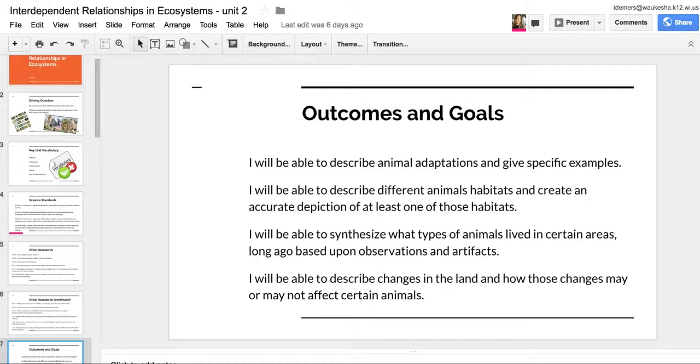Some of the outcomes and goals for the whole unit that you're going to be able to complete is, I'll be able to describe animal adaptations and give specific examples of what those adaptations are. You'll also be able to describe different animal habitats and create an accurate depiction of at least one of those habitats. You'll be creating that through a diorama format. You'll also be able to synthesize what types of animals live in certain areas long ago based upon observations and artifacts. And with that, you'll also be learning the law of superposition and how fossils work into that concept. And lastly, you'll be able to describe changes in the land and how those changes may or may not affect certain animals. And those could be natural changes, such as erosion, or those could be human changes.